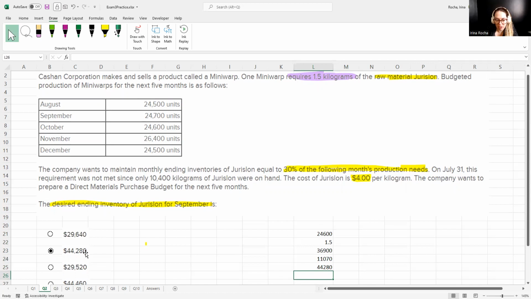Now, the first time I did it, I didn't do it this way. I went into the whole budgeting schedule for the whole month with the other information that was given, and I got the same answer, but if you look at this way, it's much faster, right?